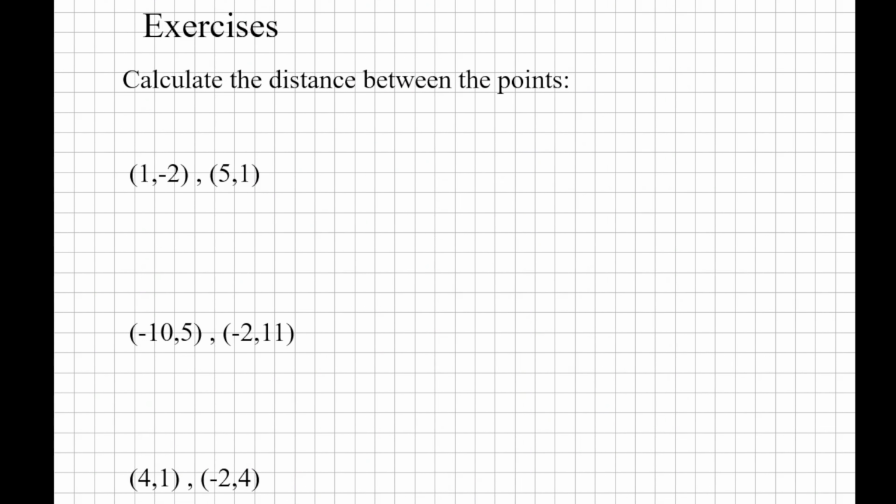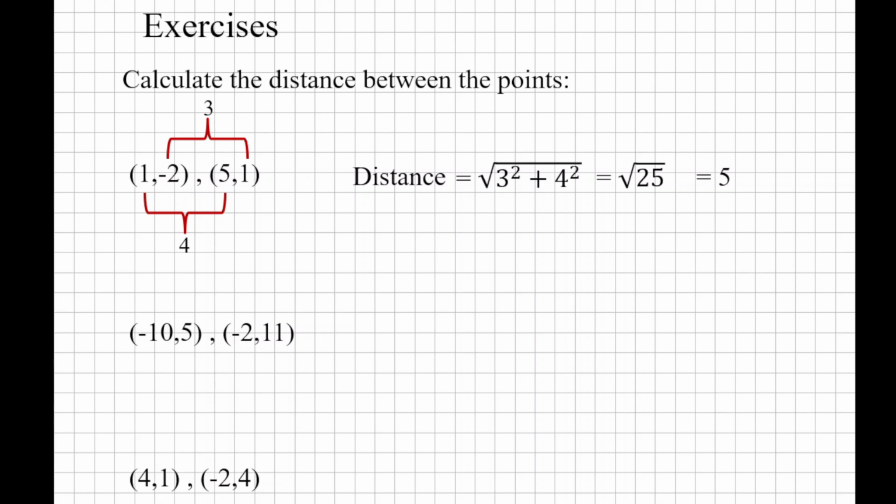To find the distance between (1, -2) and (5, 1), we first need to calculate x1 minus x2 and y1 minus y2. The difference between x1 and x2 is 4, and the difference between y1 and y2 is 3. So the distance between (1, -2) and (5, 1) is the square root of 3 squared plus 4 squared, which equals 5. To find the distance, there is no need to plot the points.